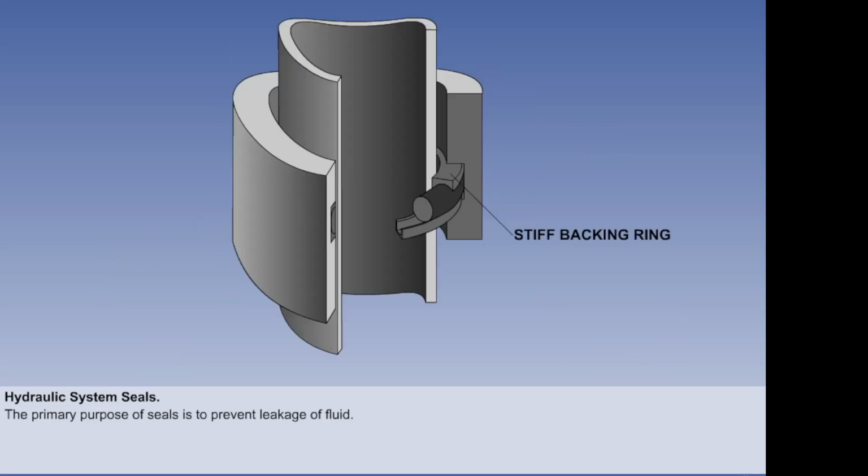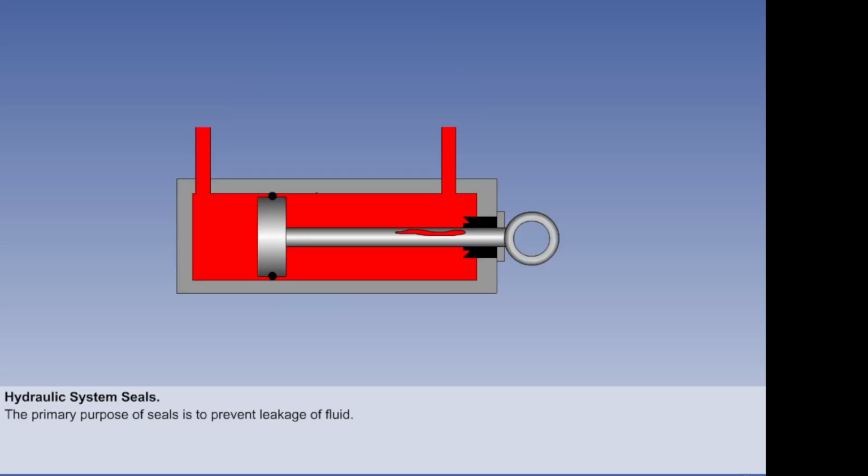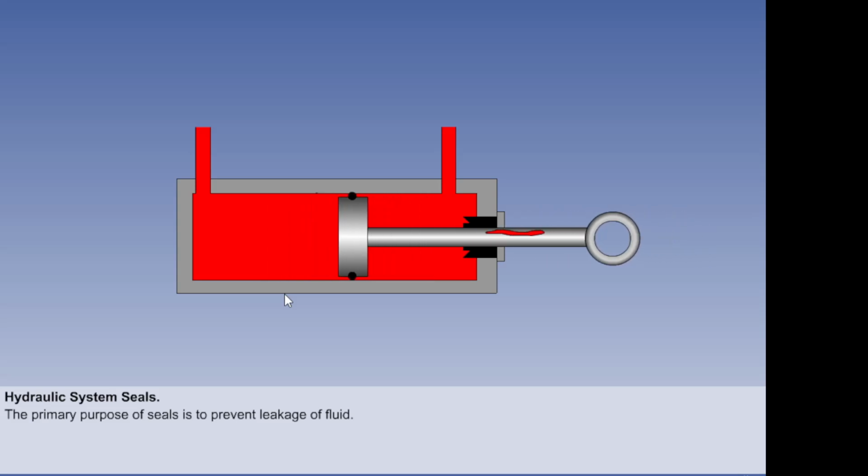Where high pressures are used, an O-ring is normally fitted with a stiff backing ring, which retains the shape of the seal and prevents it from being squeezed between the two moving surfaces. Dynamic seals require lubrication to remain effective, and wetting of the bearing surface, or a slight seepage from the seals, is normally acceptable.